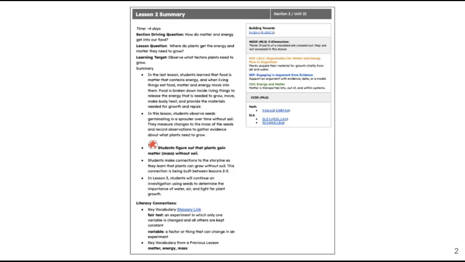There are several opportunities for math and ELA cross-curricular connections throughout the lesson. You can look for specific standard connections in the Unit 21 Teacher Guide. This lesson will take approximately 4 days to complete.